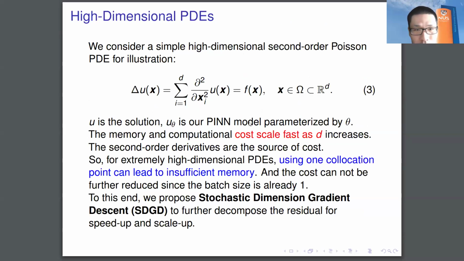For illustration, I will use a relatively simple high-dimensional second-order Poisson equation, which I think is the most classical one to demonstrate the idea. Here I give the expression in equation 3. Here d is the dimension of the problem, so we have d second order derivatives along different input dimensions. And here u is the solution, and we use u_θ, which is the PINN model, to fit the residual.